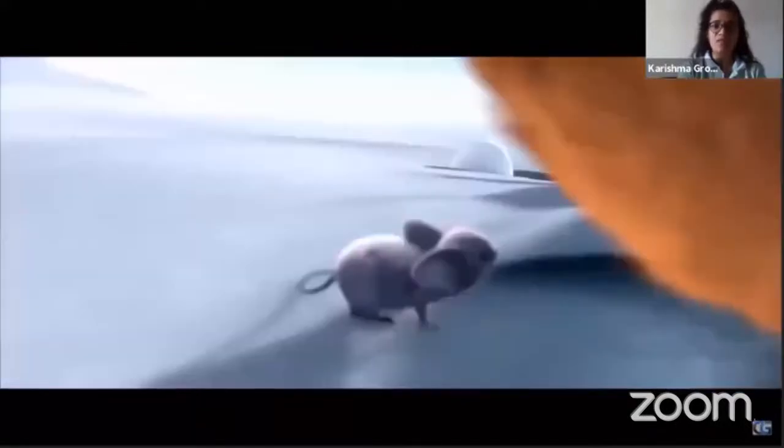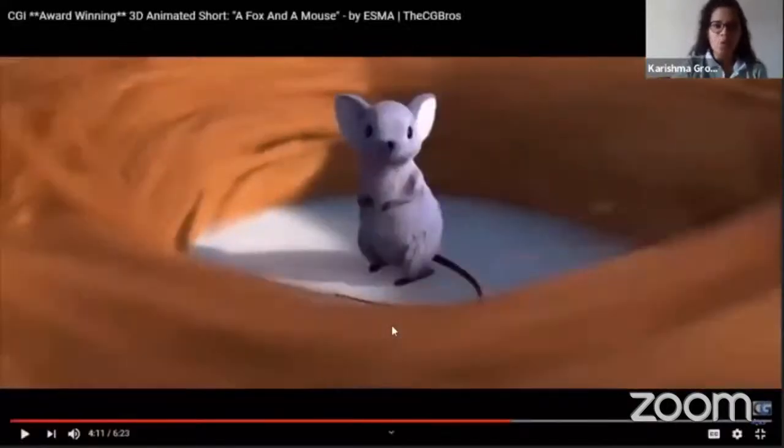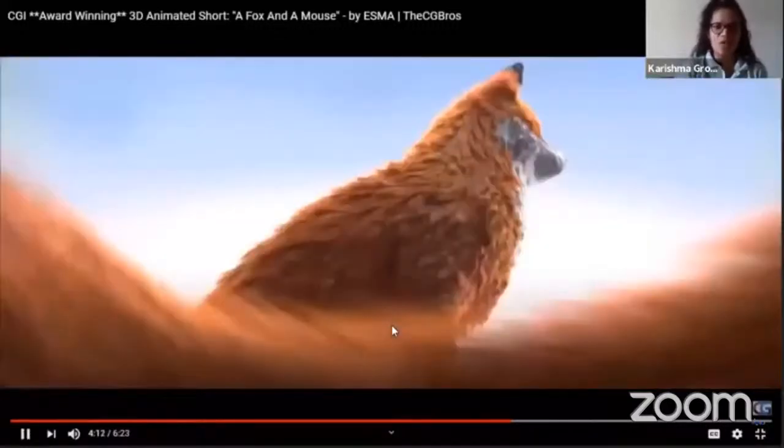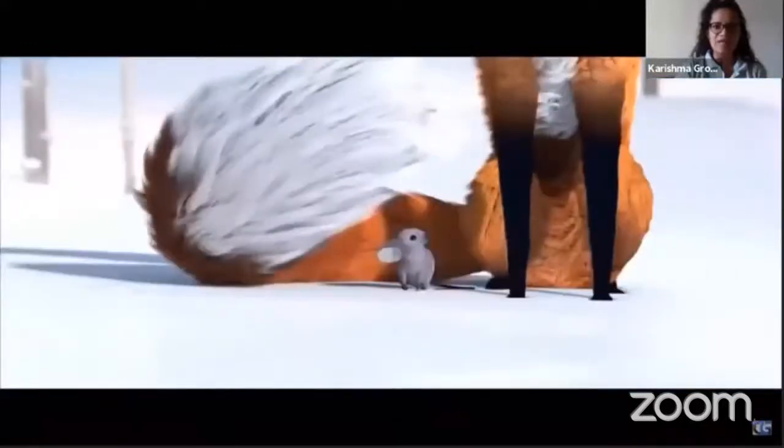Now, he has no one to protect him. He's so tiny, and these are two of them. And who has this beautiful fur, who's come to save him? Or to eat him? I don't know. Let's see. And he saw, oh my God, the fox is back. It's good that he's safe, but now I'm in danger.